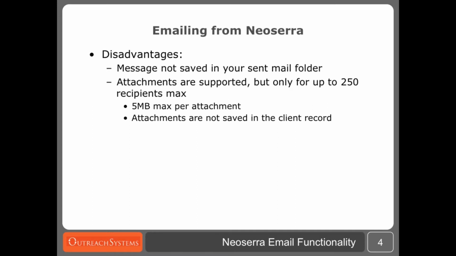There's also a few disadvantages. One of the big disadvantages is that any emails generated from within Neocera are living only within Neocera. They are not going to be saved in your sent mail folder. And while Neocera does support attachments, we only allow you to include attachments if you're sending to less than 250 recipients. If you're sending an email to 500 people, then unfortunately the attachment feature is not available. Assuming that you've got less than 250 recipients, then a per attachment maximum of 5 MB is applied. If your attachments exceed the 5 MB maximum, then you will not be able to include them.